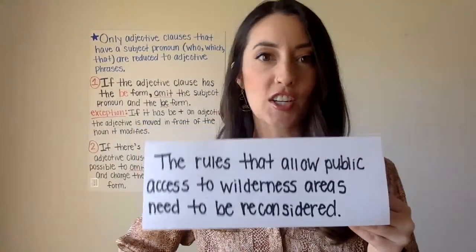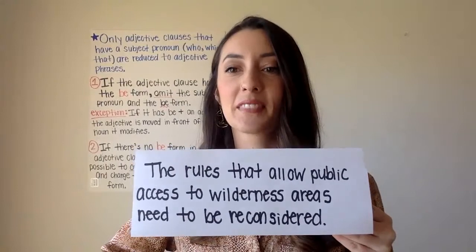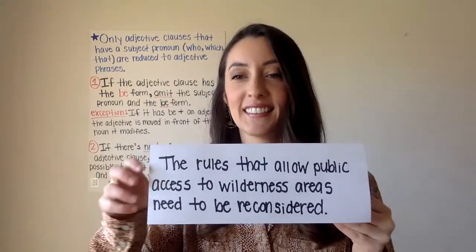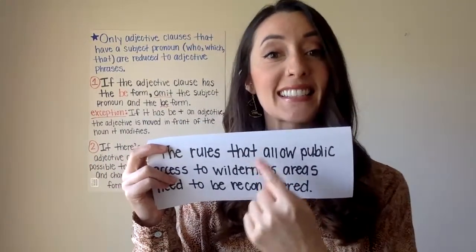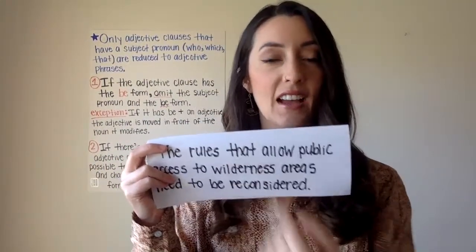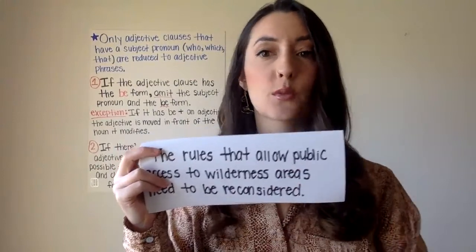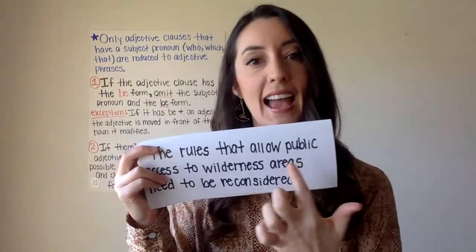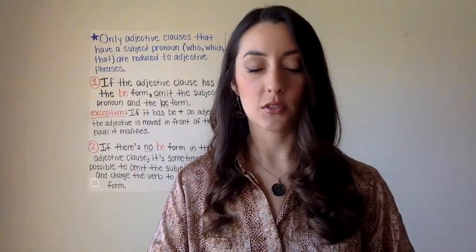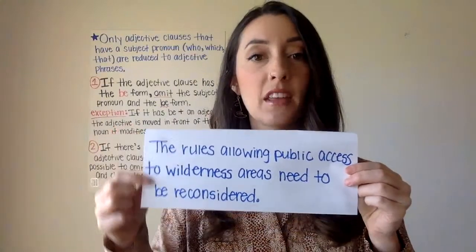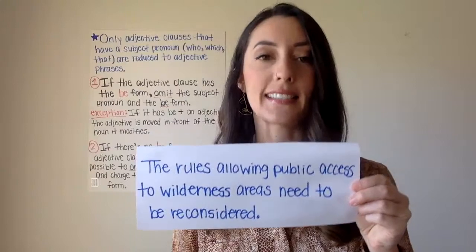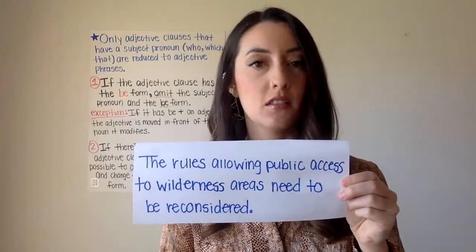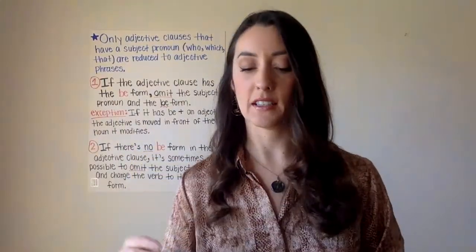This one is a bit of a longer sentence. Good, good, good, good. And now I see all the answers coming through. Exactly. So our subject pronoun is that, right? It's that. And our verb is allow, so we're going to throw away that and add ing to the verb allow. So our adjective phrase should be, The rules allowing public access to wilderness areas need to be reconsidered. Very good. All right.